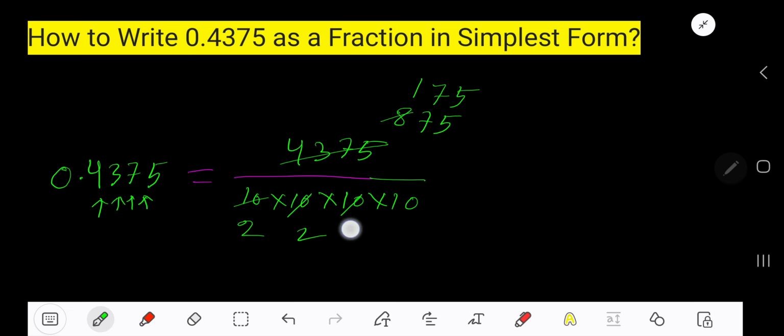This is divisible by 5. I will get 2. I will get, why, 5 goes into 17 3 times. 3 times 5 is 15. 2, 5. That is 35. Again, this is divisible by 5. This is divisible by 5. I will get here 7.